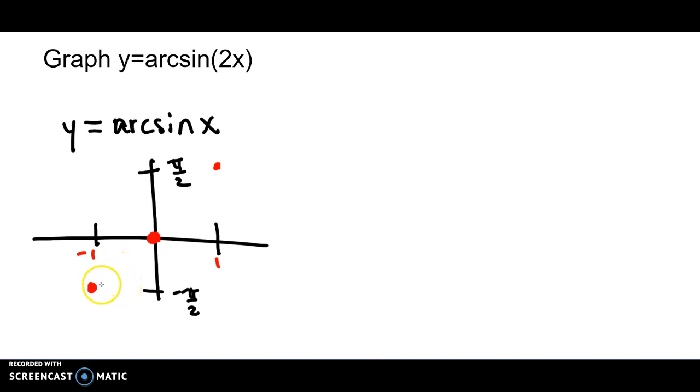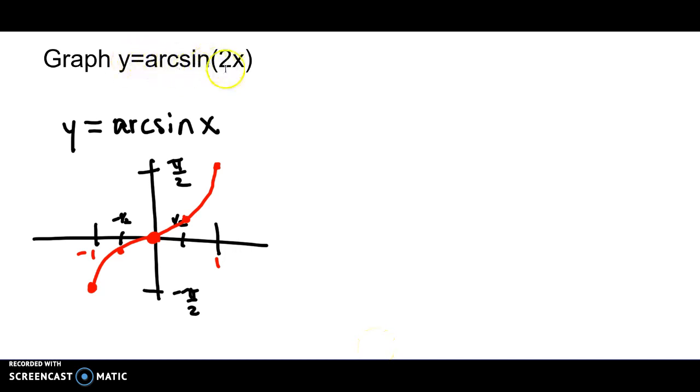Also, to understand the shape of what's happening in between, you don't have to do this, but I'm just going to show negative 1/2 and 1/2. The arc sine of positive 1/2 is pi over 6, which is closer to 0 than it is to pi halves. And the arc sine of negative 1/2 is negative pi over 6, which again is closer to 0 than negative pi halves. So now here's what my curve looks like.